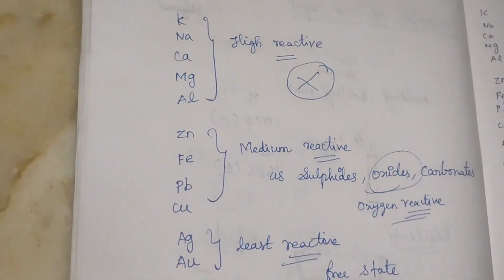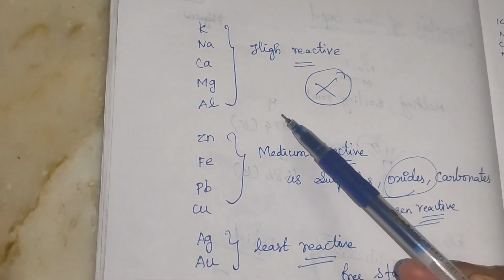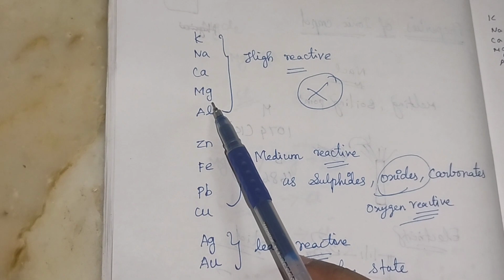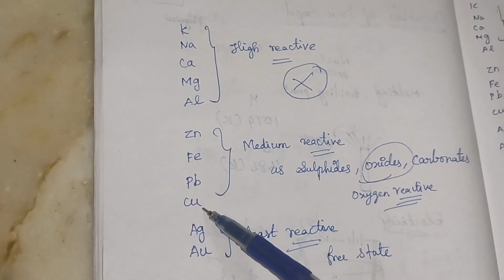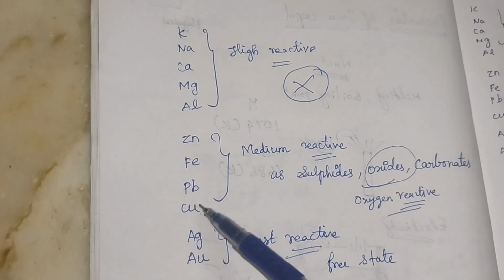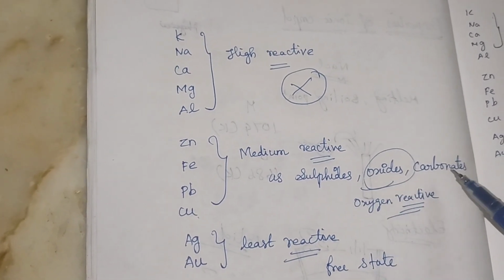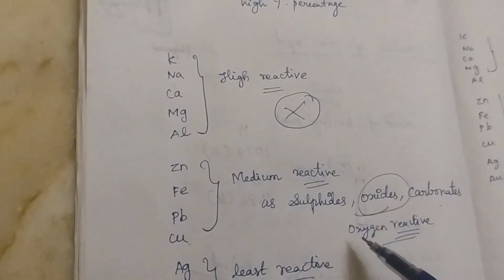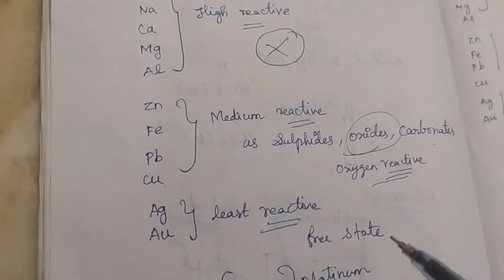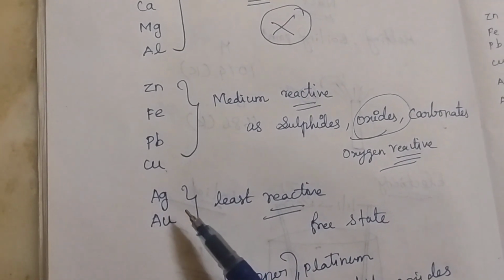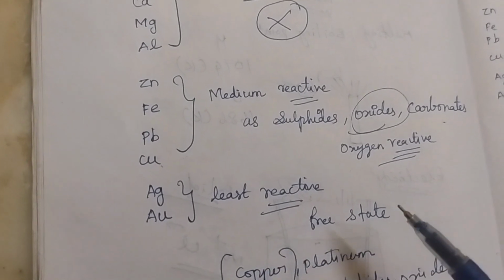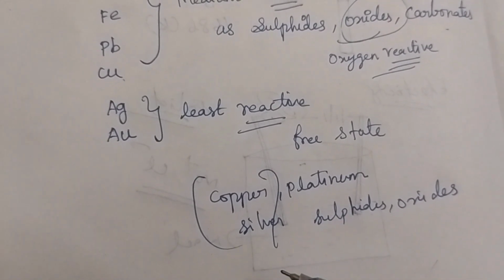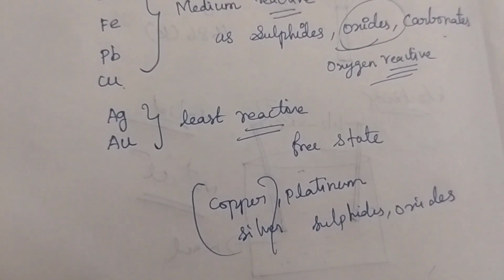So again I will repeat. You know the reactivity series. In the previous video I told that the highly reactive metals we cannot get directly in the earth crust. The medium reactive metals we can get, but in the state of their sulfides, oxides and carbonates. Most of the metals are in the form of oxides because oxygen is very reactive and abundant in the earth. Next, gold and silver, these are least reactive. We can get them in the free state. Like that, copper, silver and platinum also. Copper, silver and others we can get from their sulfides and oxides.